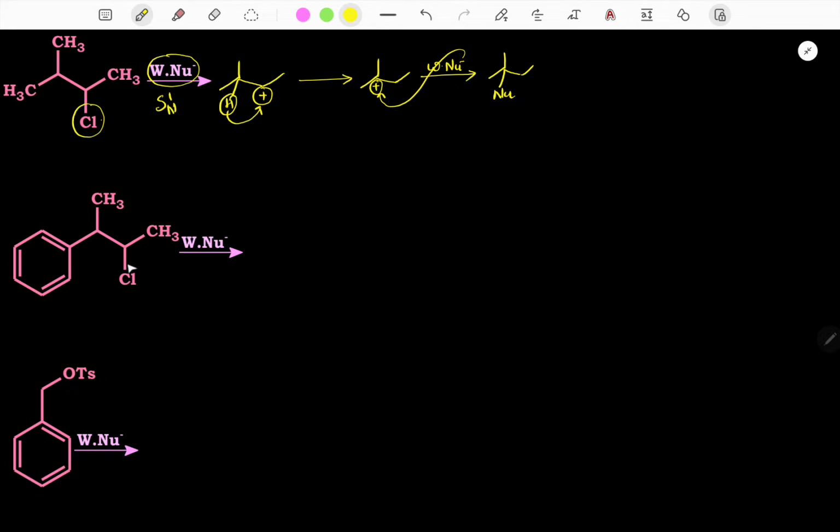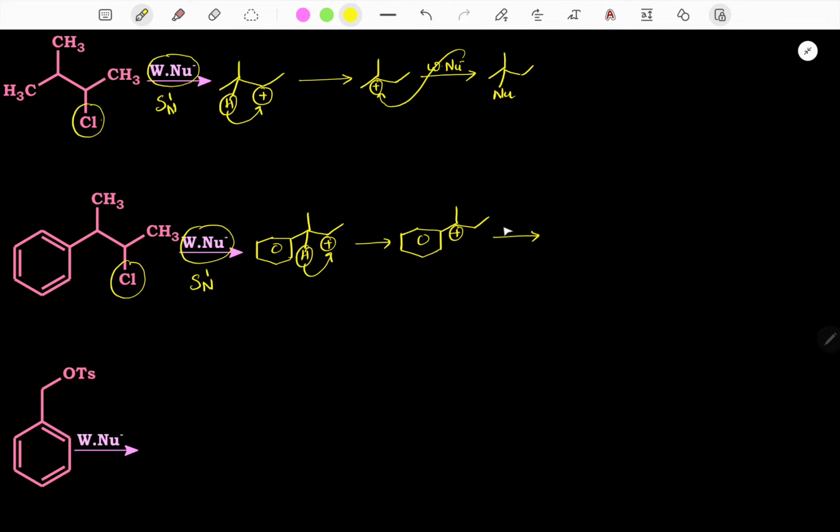Second one, alkyl chloride treated with the weak nucleophile. So here also SN1 mechanism is possible. So first we have to write down the corresponding carbocation, and again here hydride shift takes place. And the corresponding carbocation will form.